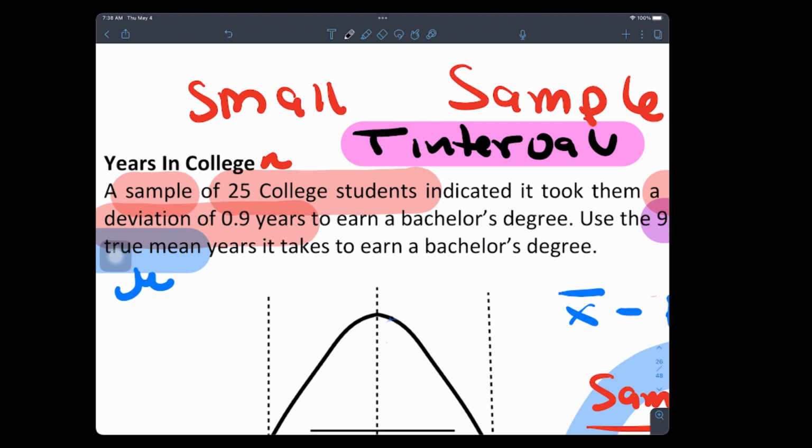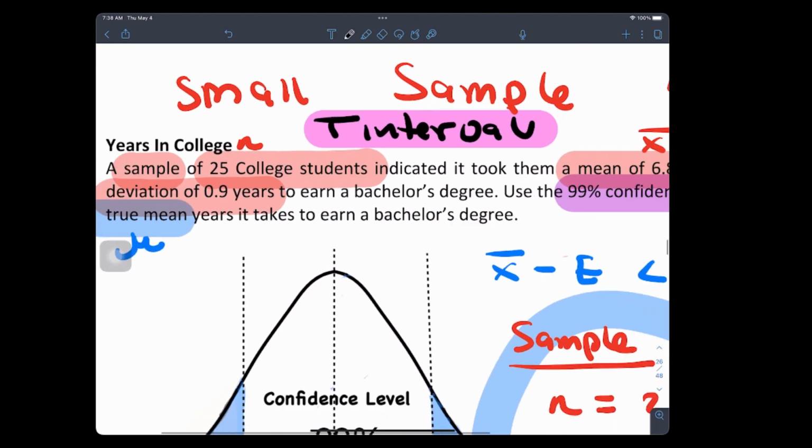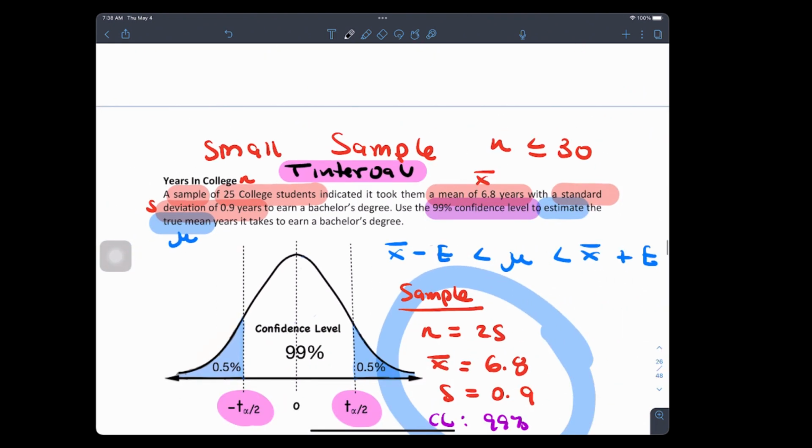So if that's the case and you had to estimate the true mean, typically you would use the T distribution. In the TI world, it's called T interval. And that's the deal. Small samples? T interval. Okay? And so that's not so bad. What do you guys think? Is that easy?